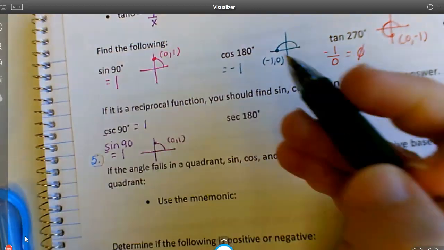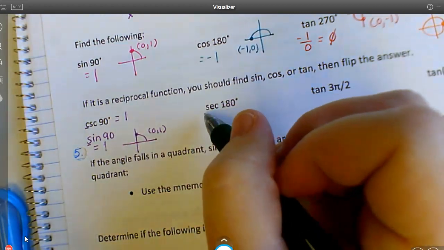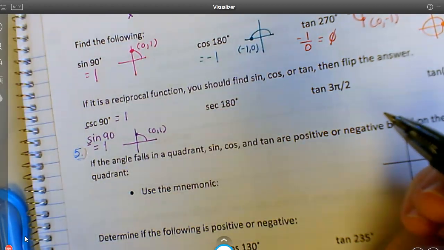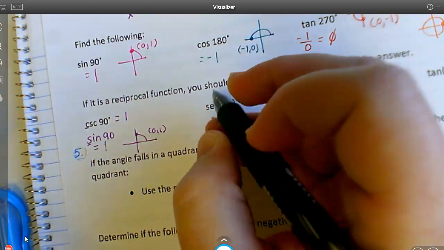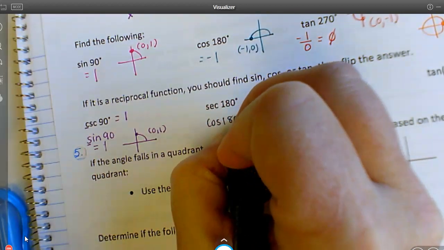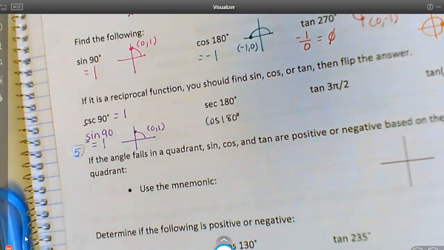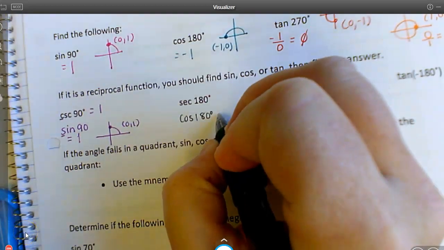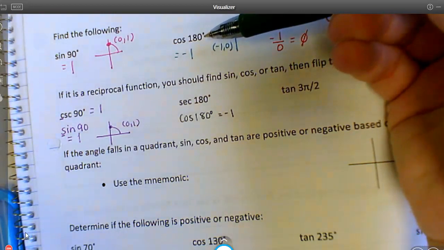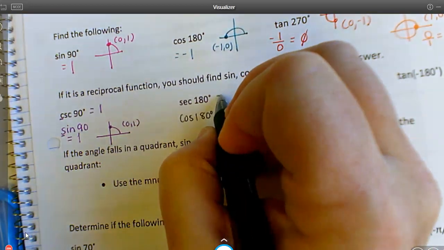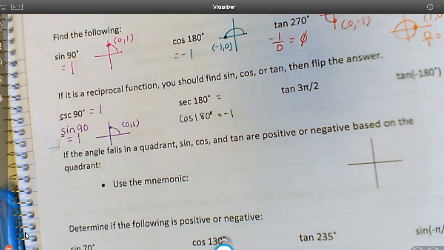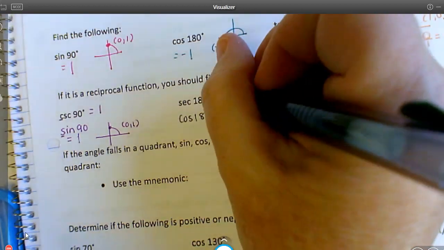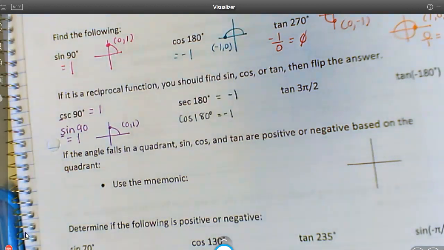All right, let's look at the next one, secant. Do you remember the reciprocal of secant? Cosine, because the first letter is the opposite. So cosine of 180 is what we need to look at. Cosine of 180 is negative 1. We found it up here. So secant is the reciprocal of negative 1. Negative 1 is like negative 1 over 1. Flip it, you get 1 over negative 1. Flipping it is still the same. Again, it won't always be that way, but it is that way with 1 and negative 1.